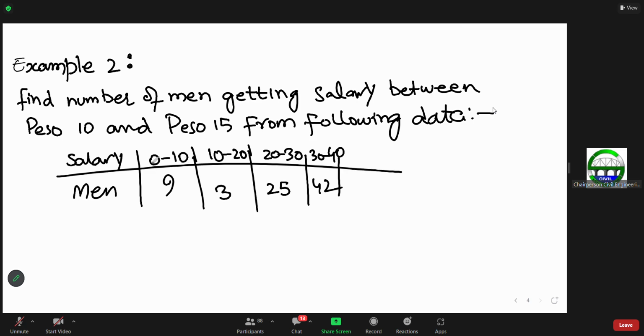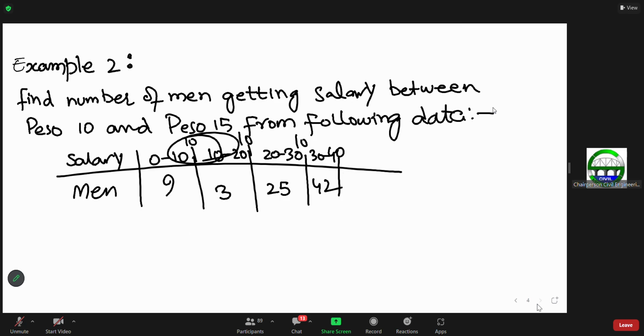So first we will check is it equal interval. So interval is 10, 10, 10, right? So interval is equal. So we can use the Newton backward or Newton forward formula to calculate the number of men getting the salary between 10 and 15. Because it is 10 and 15, it will lie somewhere here. So we will use the Newton forward formula.